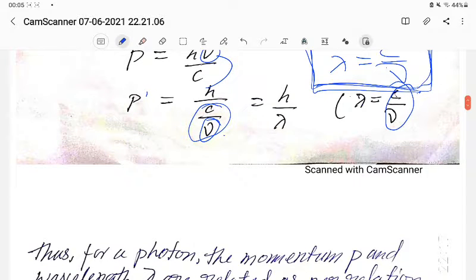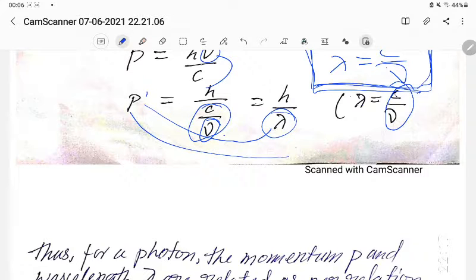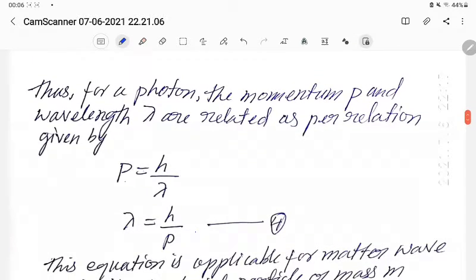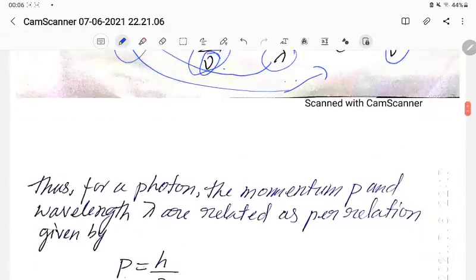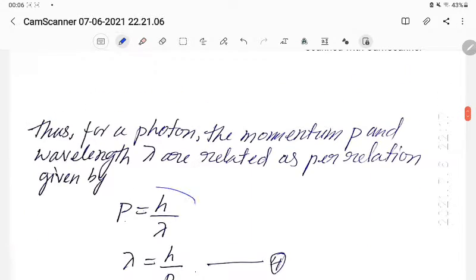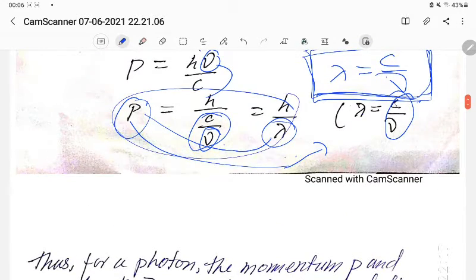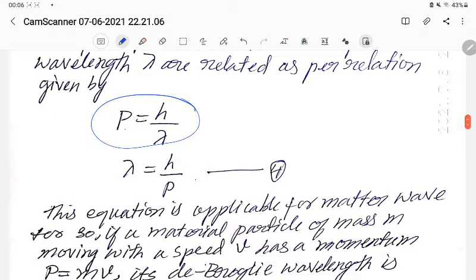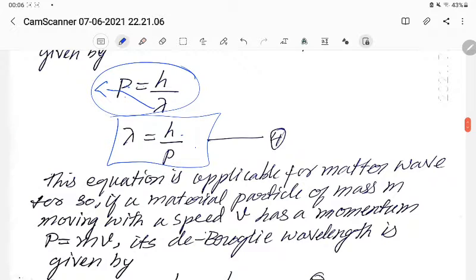So what we have to find? We have to find lambda. So bring lambda to one side and bring this momentum to this side. So p equal to h by lambda. This is the equation. Now keep lambda on one side. If we change this p to the other side, it will go downside. So this is the de Broglie wavelength.